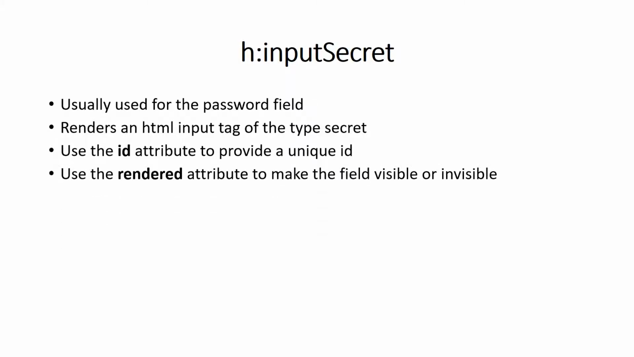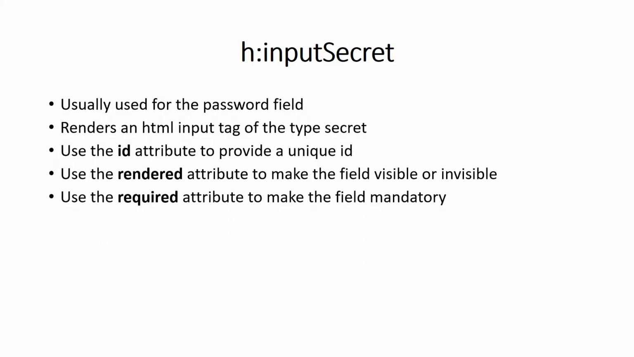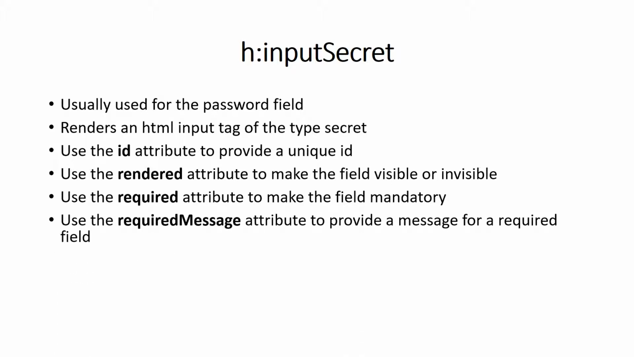Use the rendered attribute to make the field visible or invisible. When the rendered attribute is true, it is visible. When it is false, it is invisible. Use the required attribute to make the field mandatory. When required is true, the field is mandatory. Use the requiredMessage attribute to provide a message for a required field.